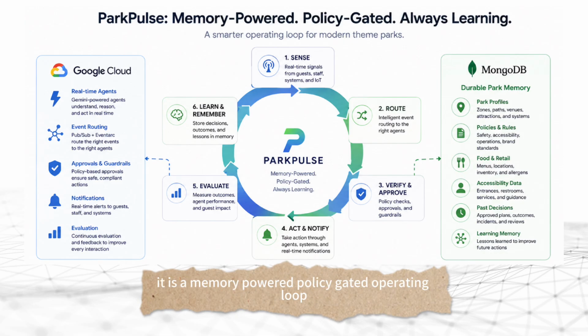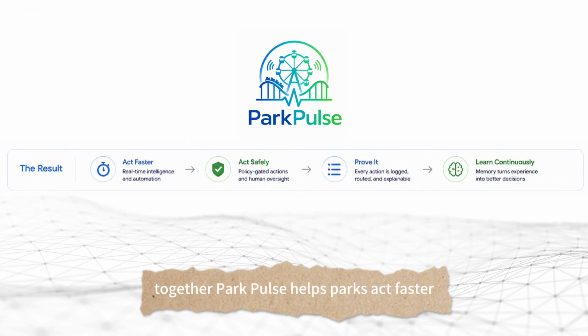To wrap up, ParkPulse is not just answering questions. It is a memory-powered, policy-gated operating loop. Google Cloud gives it real-time agents, event routing, approvals, notifications, and evaluation. MongoDB gives it durable park memory. Together, ParkPulse helps parks act faster, prove why they acted, and learn before the next incident.